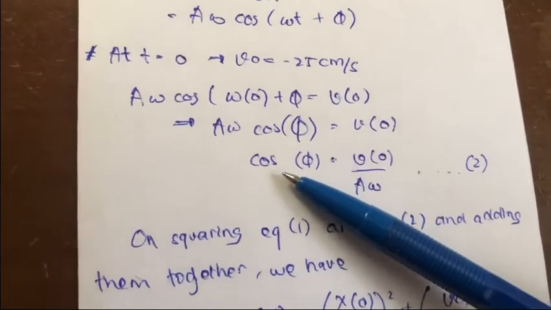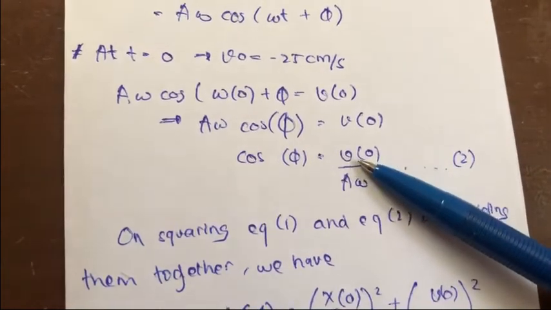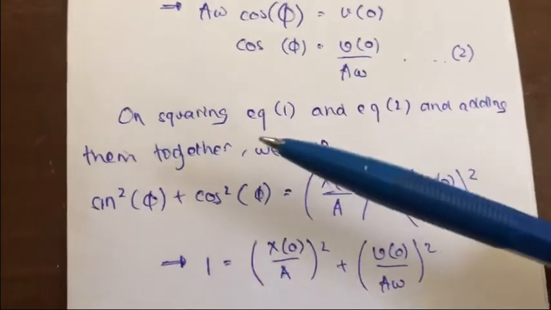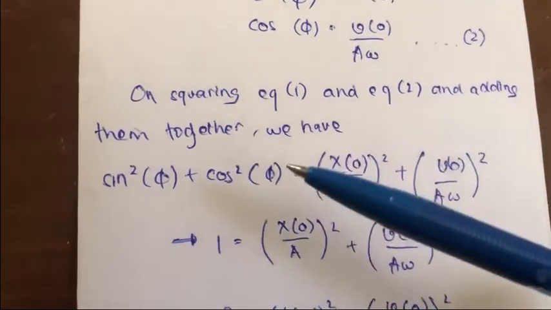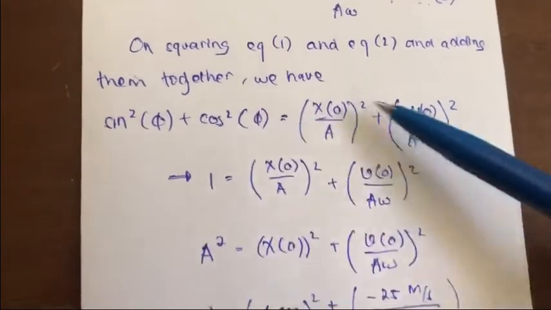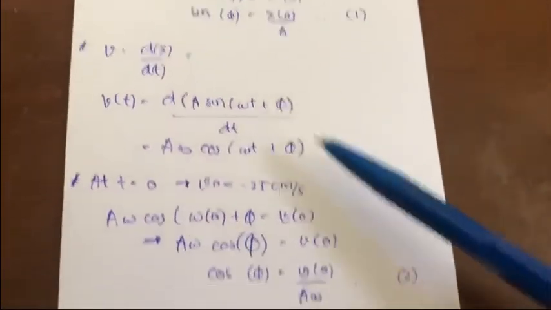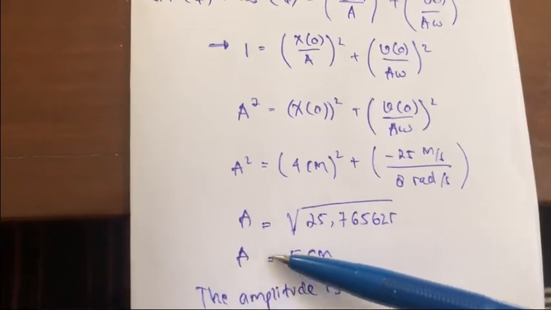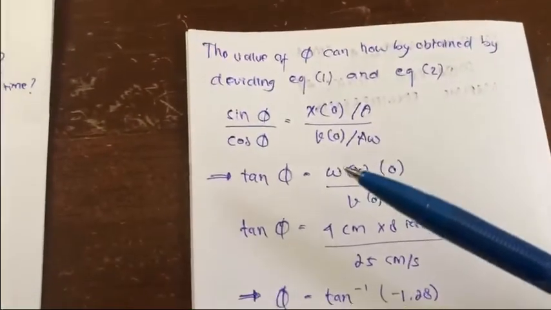The second equation is cos(phase) equals velocity0 divided by Aω. Squaring equation 1 and equation 2 and adding them together, we got the amplitude is 5 centimeters. We can continue to find the value of the phase.